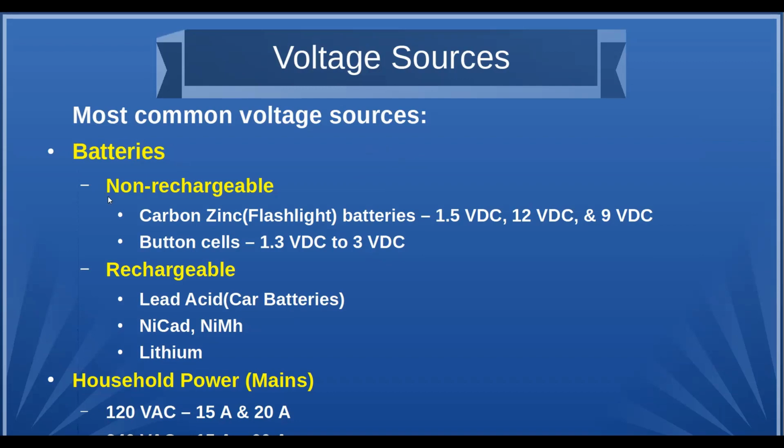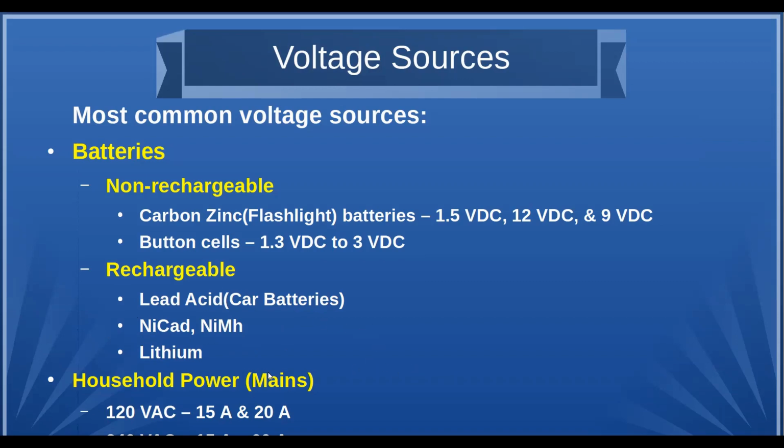Okay, so batteries are classified as non-rechargeable and rechargeable. Your typical flashlight batteries, carbon zinc, are not rechargeable, regardless of how you try, or the button cells in your watches and things like that. We have rechargeable. The most common is the lead acid car battery. Everybody probably has one. Then they came out with nickel cadmium and nickel metal hydrides. Those are mostly replaced nowadays with different versions of lithium: lithium ion, lithium poly, lithium iron phosphate, all kinds.